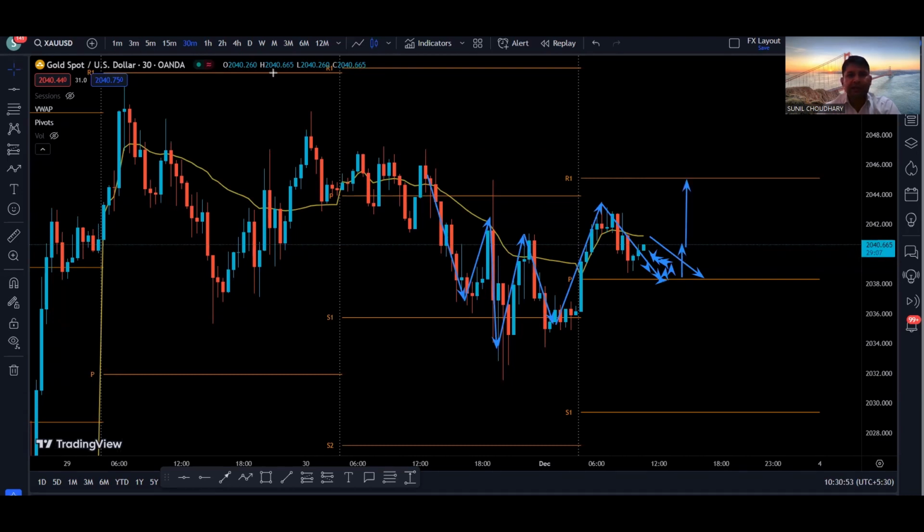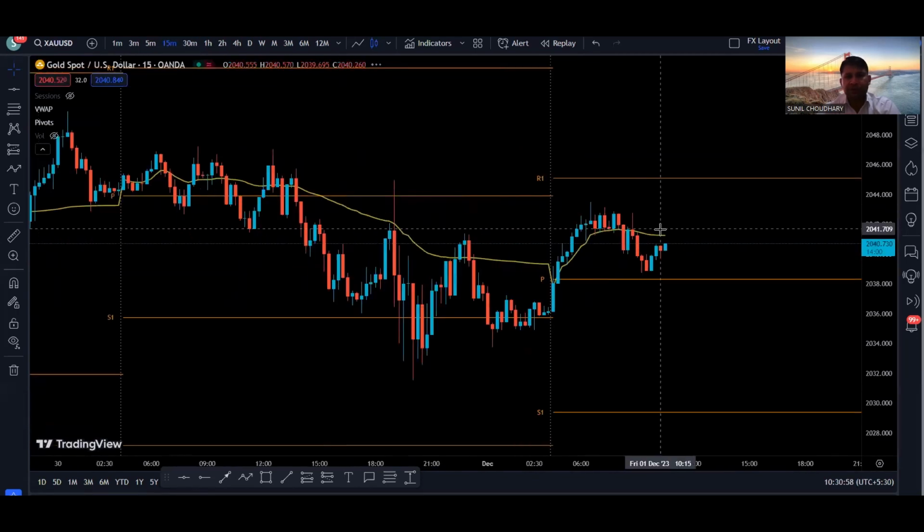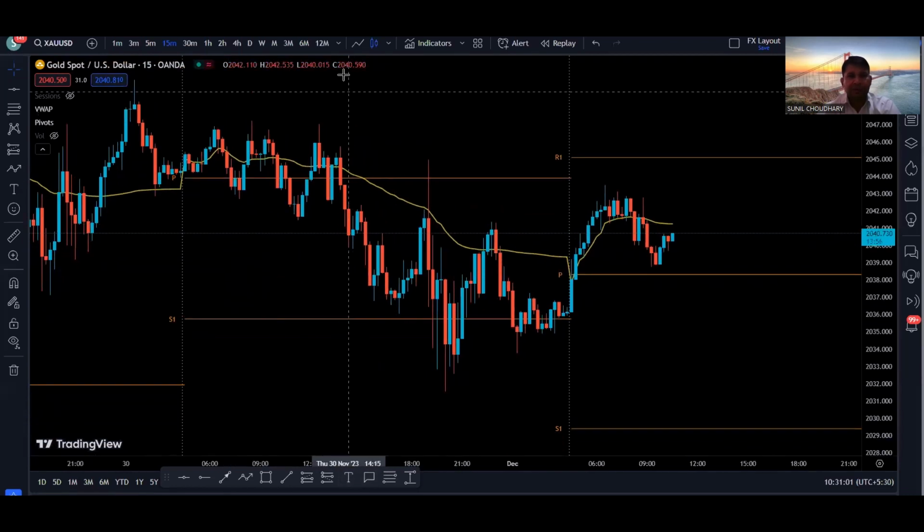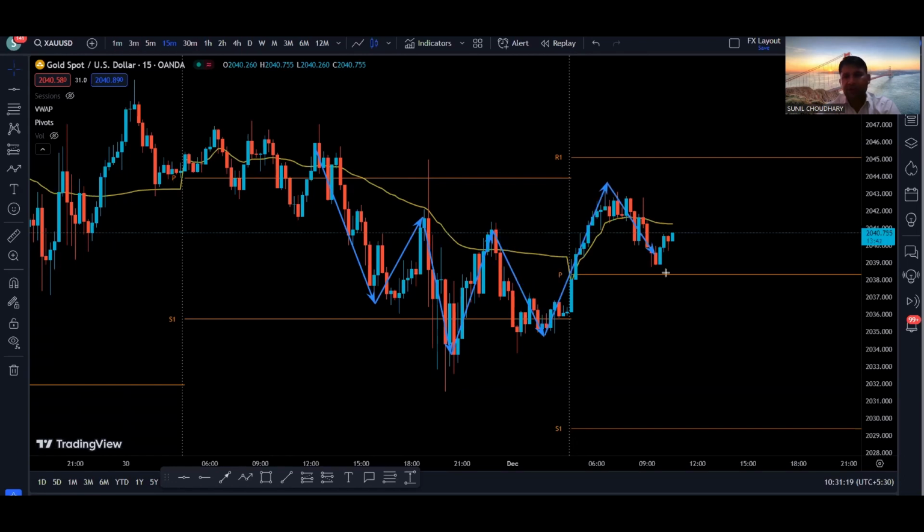Now let's see this scenario on the 15-minute time frame. What I explained on the 30-minute time frame is happening on the 15-minute time frame as well. We created a lower low, lower high, lower low, lower high. Then the price did not break the previous low and created a higher low. Then we broke the previous high. Right now the price is around this area, and this pivot line is going to act as a support.